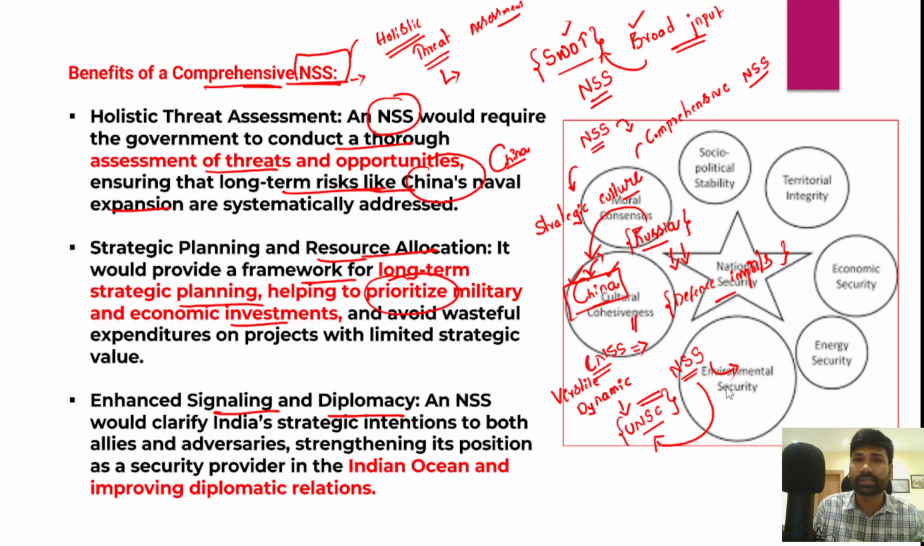And it also outlines the ways and means for India to maintain friendly ties with superpowers like US, France, UK, Russia, Germany and Japan. So with all these countries, therefore, we need to have a comprehensive national security strategy. And it would clarify India's strategic intentions to both the allies that we have and at the same time the adversaries also. So this will be the stance of India for allies and for adversaries. Therefore, overall, it would strengthen its position as a net security provider. Now, in the Indian Ocean region, India is very often known as the net security provider because of its naval capabilities, right? And it also improves the diplomatic relations with all other countries over a period of time.